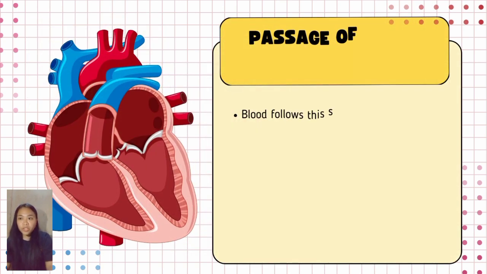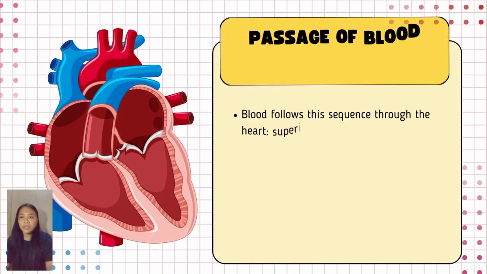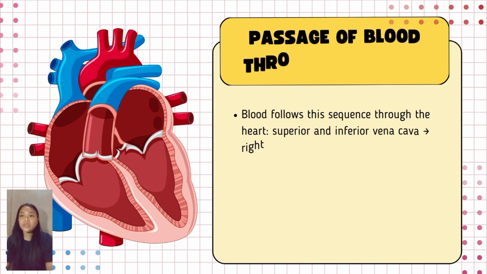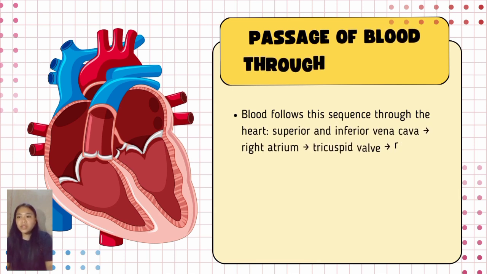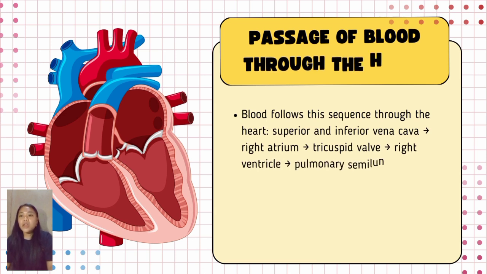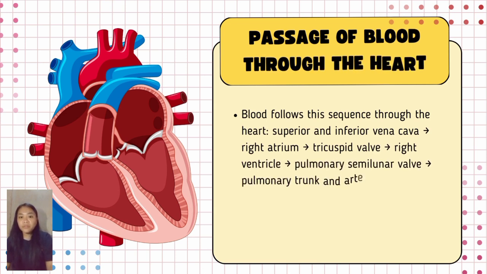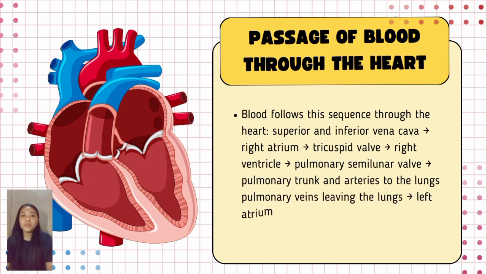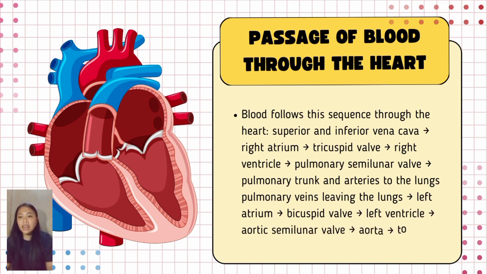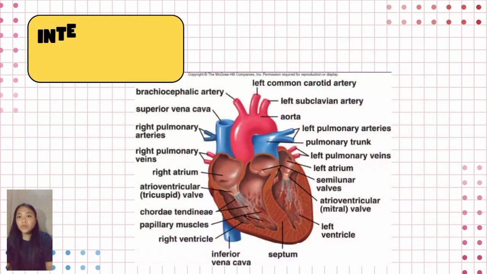Now, let's move on to the passage of blood through the heart. Blood flows in sequence through the heart: superior and inferior vena cava, right atrium, tricuspid valve, right ventricle, pulmonary semilunar valve, pulmonary trunk, and arteries to the lungs, pulmonary veins leaving the lungs, left atrium, bicuspid valve, left ventricle, aortic semilunar valve, aorta, and to the body. Take a look at the internal view of the heart above.